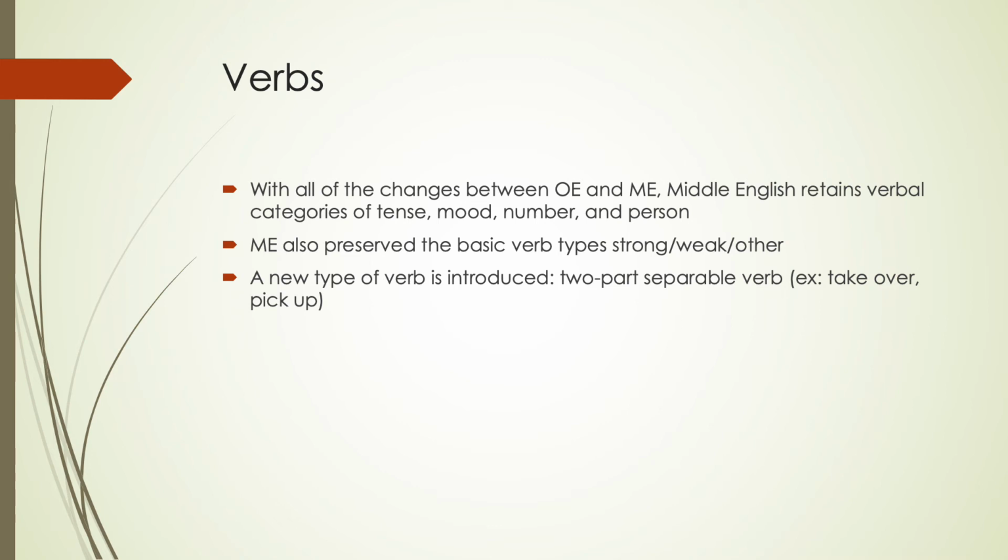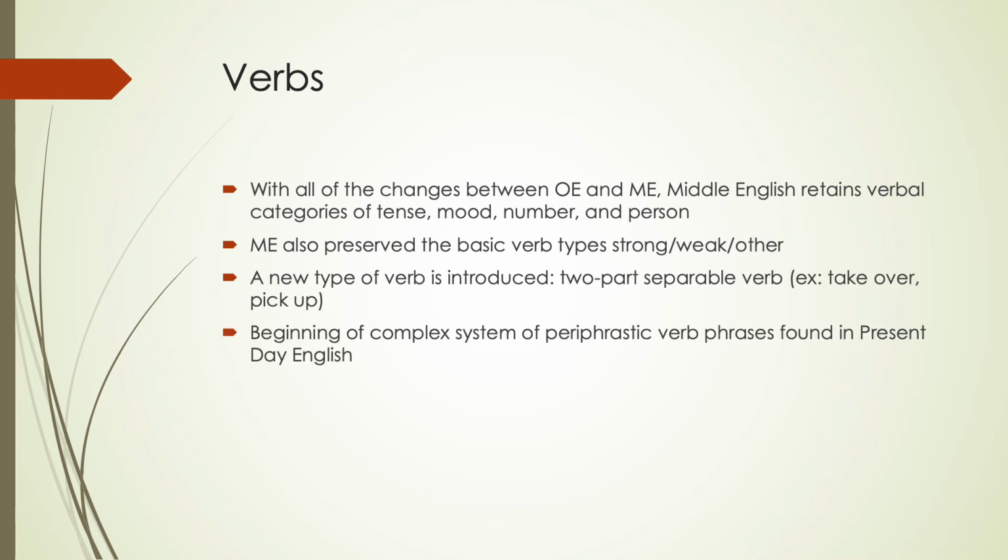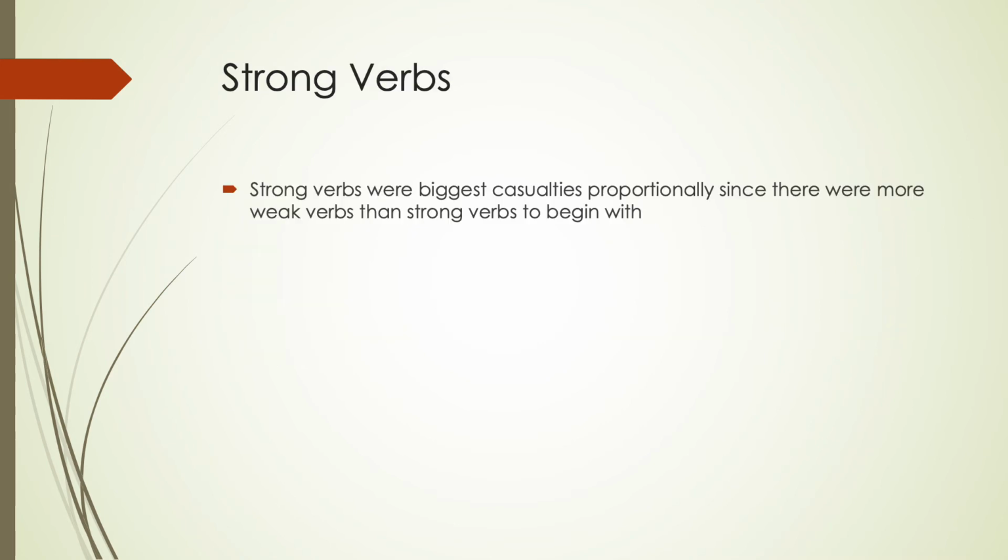So we're starting to see this complex system of periphrastic verb phrases that we see in present-day English. So using auxiliary words, using additional words to create a more complex verb phrase is beginning during this time period, but not nearly as fully fleshed out as what we see today. There are still strong and weak verbs in Middle English. The strong verbs were the biggest casualty in proportion, since there were more weak verbs to begin with than strong verbs. So the strong verbs, that there weren't all that many of, are very strongly affected by this.